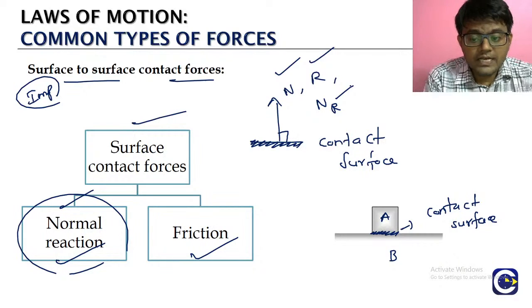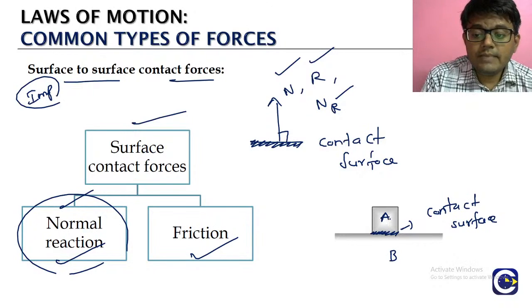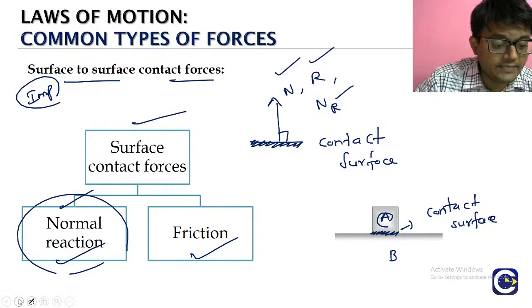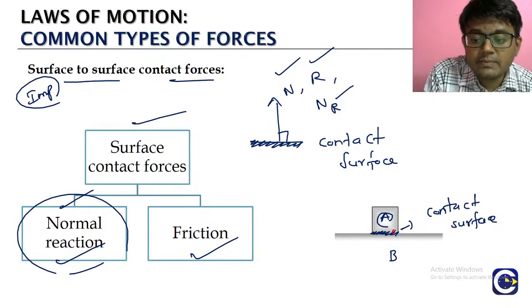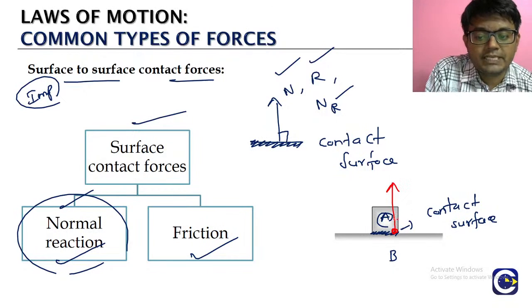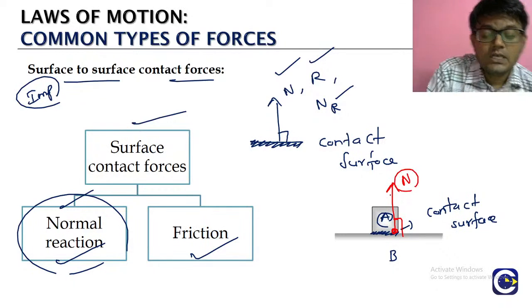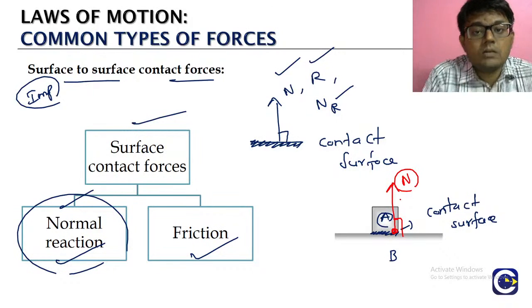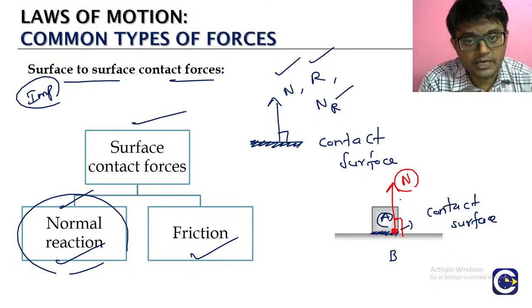Now, whenever two objects are in contact, observe this carefully, there will be a normal reaction acting on object A. I'll use a different marker to represent it. The normal reaction acting on A will be from the contact surface acting into the object A. This is what we call the normal reaction acting on the object A. Now, how is this normal reaction coming? Because of B only, right? Because it is in touch with B, there is a force coming on A.